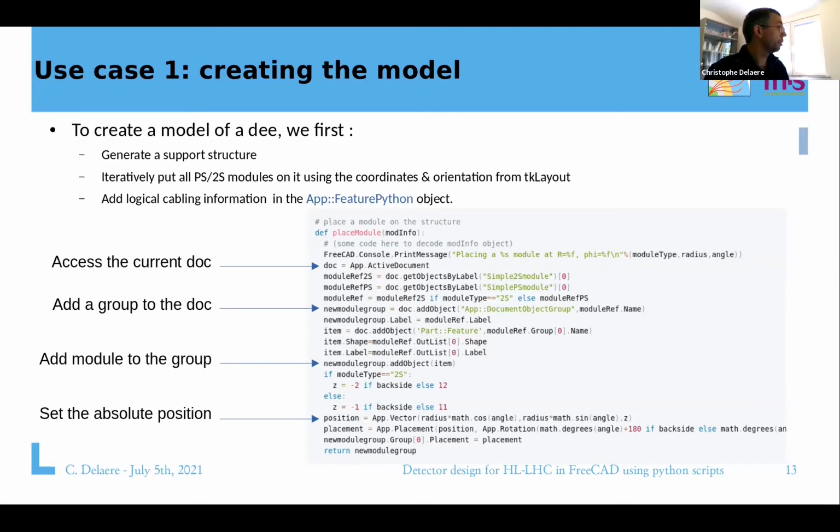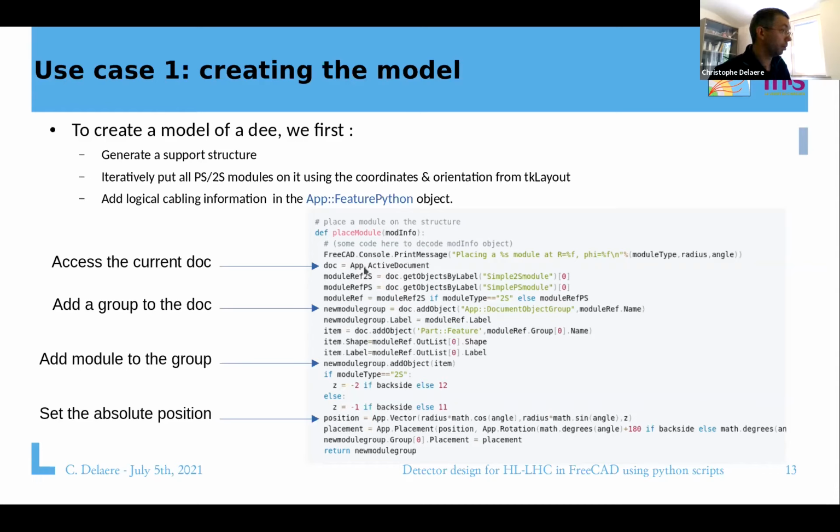So the first thing to create a model is to generate the support structure and then iteratively put all the modules, the PS and the 2S modules, using the coordinates and orientation from the TK layout. And the third step is then to add the logical cabling information using the app feature Python object. And you see here the code that is used to place one module on the mechanics.